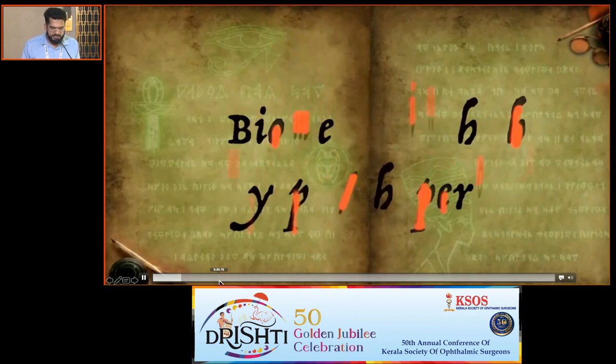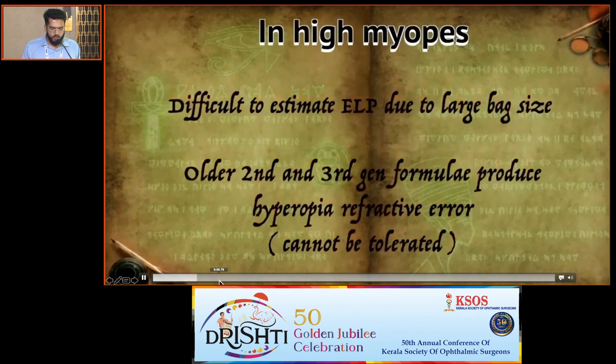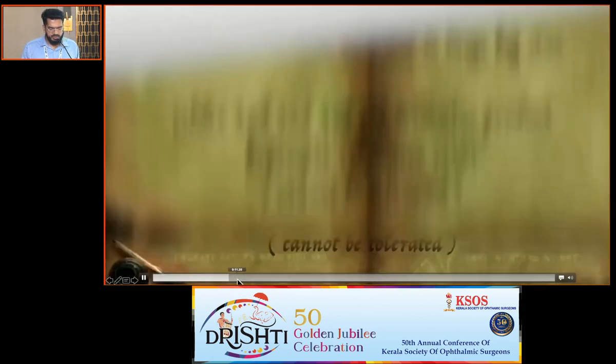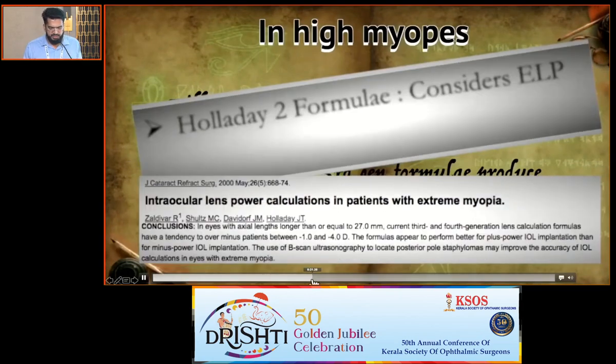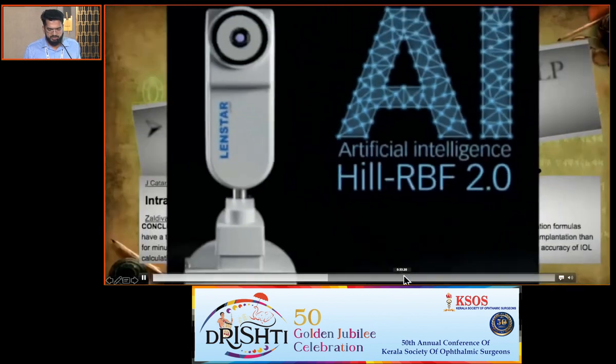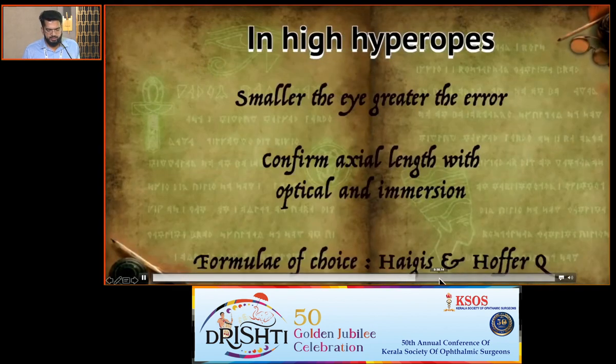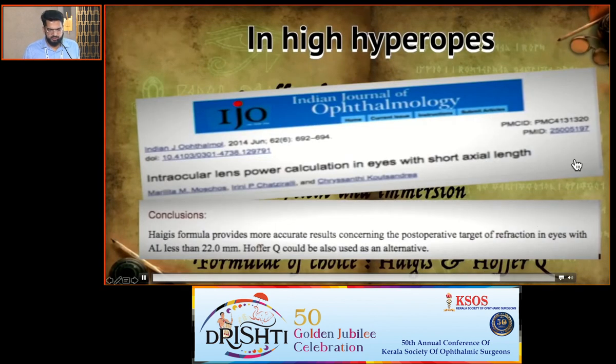while doing the biometry, we have to take care, there are a lot of formulas available, and we usually use the Barrett's TrueK. We have the Holladay system, and we also have the RBF Hill to calculate the IOL powers. And in hypermetropes, the Hagis and Hoffer Q give us good results.